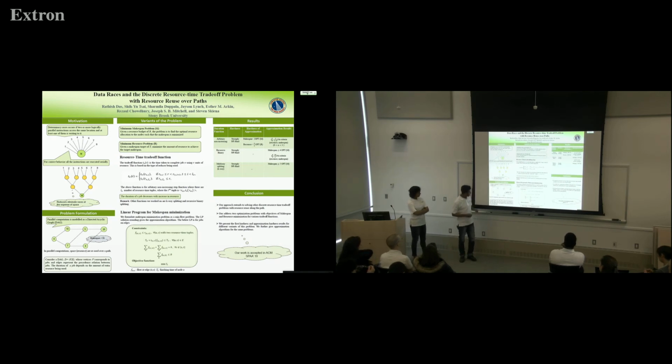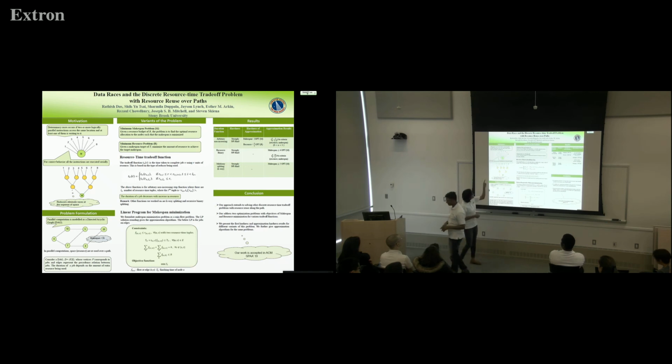So we come up with 2 problem formulations. The first is the makespan minimization problem: if I give you an extra resource budget, such as space, what is the optimum resource usage such that the makespan is minimized? The other problem is that we want to minimize the total resource usage.